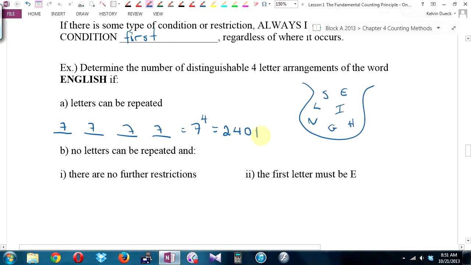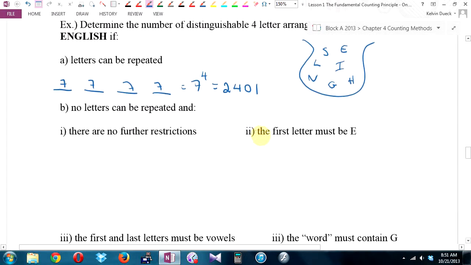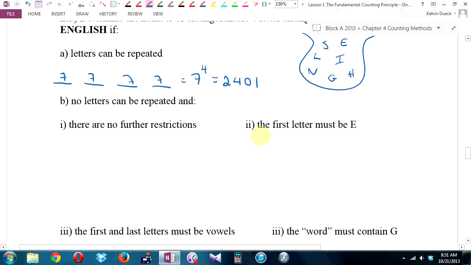Now let's get a little more interesting. B says, no letters can be repeated, and there are no further restrictions. Okay, I'm going to go 1, 2, 3, 4 blanks. Hey, I even got a little Scrabble bag here. This works. Got my Scrabble grab bag. How many choices for the first letter? 7?